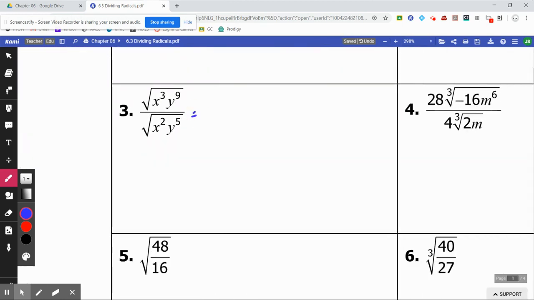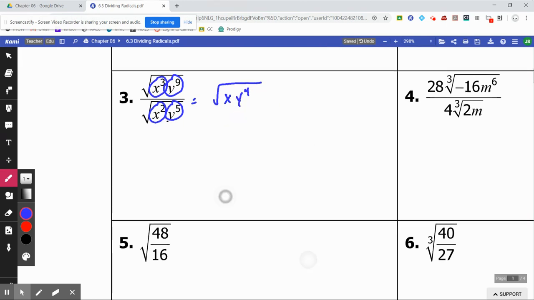You can divide these. They're both under radicals, or they're all in radicals. So let's go ahead and leave our radical: the square root of x to the third over the square root of x squared. Subtract those, that leaves you with a single x. Y to the ninth over y to the fifth, subtract those, that leaves you with y to the fourth. So there's what you now have, and we can simplify that.